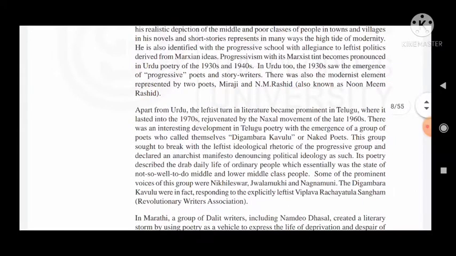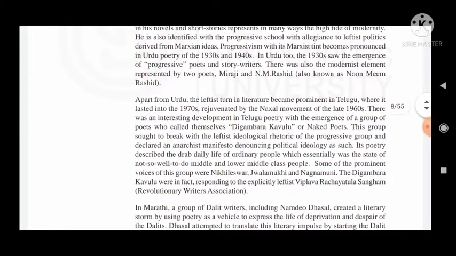He is also identified with the progressive school, with allegiance to leftist politics derived from Marxian ideas. So, progressivism with the Marxist tint becomes pronounced in Urdu poetry of the 1930s and 1940s.